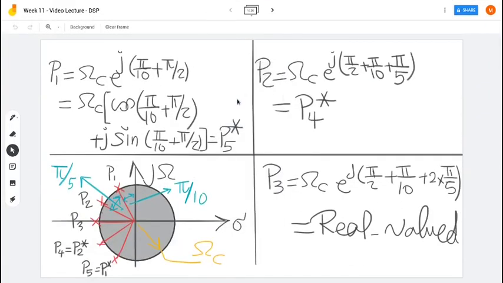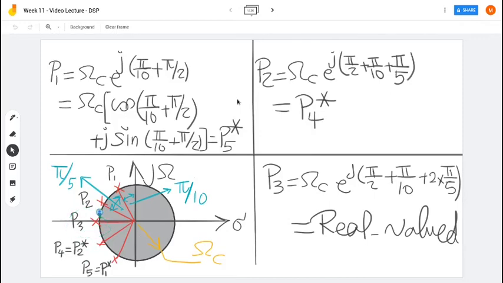As you can see, we've drawn a circle whose radius is omega c, and all the poles are located on the left half plane of the S domain on this circle. Pole 1 is a complex conjugate of pole 5, pole 2 is a complex conjugate of pole 4, and pole 3 would be a real valued pole.